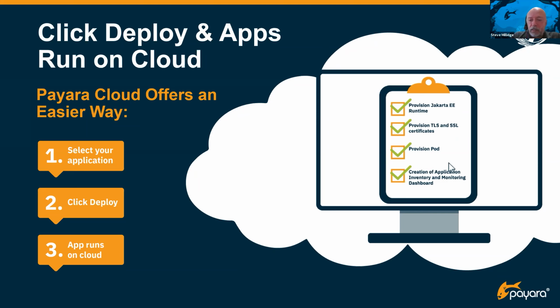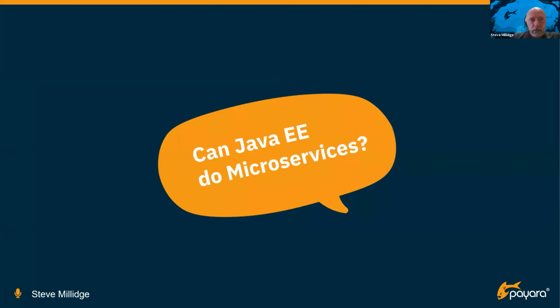So we can absolutely run your WAR file cloud native. And the question really then is, well, microservices is a newish architecture. Does Java EE or Jakarta EE support microservices? And this is one of the myths that we looked at as well. And again, I'll recap here.